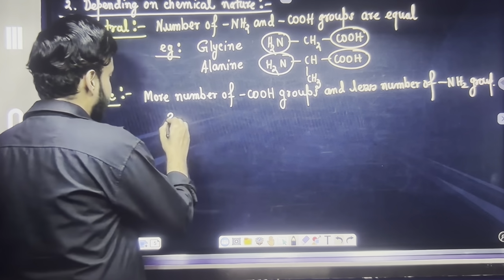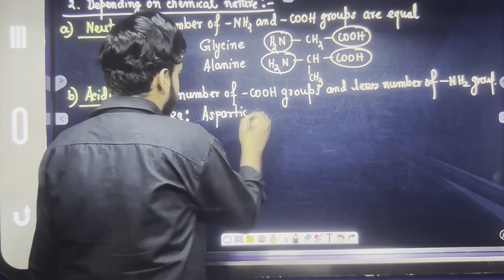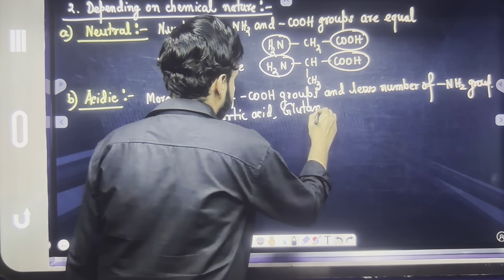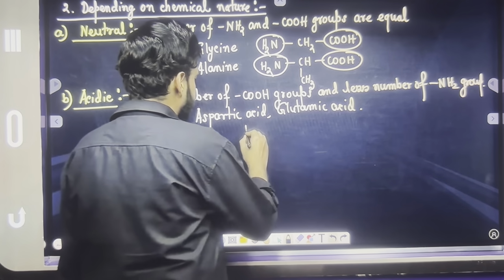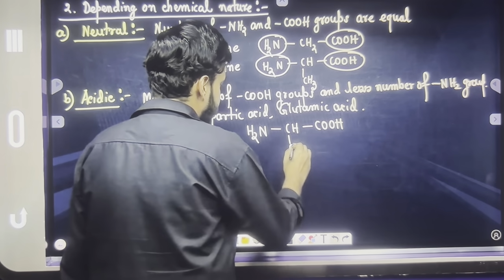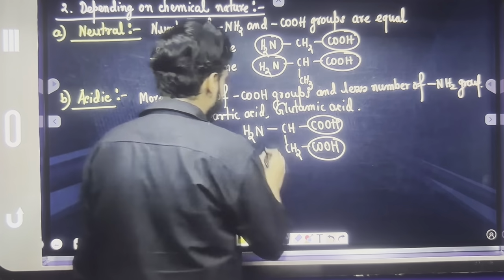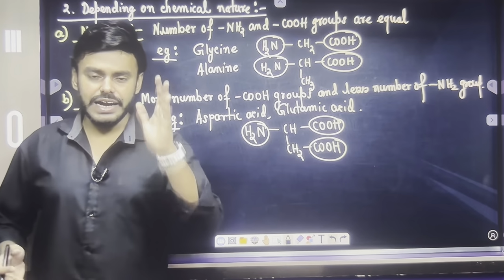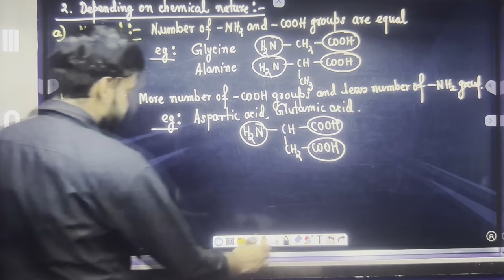For an example, we can write aspartic acid, and glutamic acid as another example. Suppose I am showing you this compound: NH2-CH-COOH and there is CH2-COOH. This compound has 2 COOH groups and just 1 NH2 group. So more carboxylic acid groups and fewer NH2 groups make it an acidic amino acid.